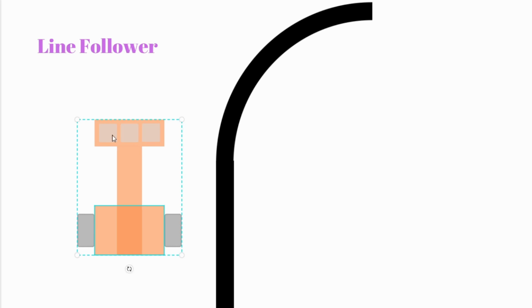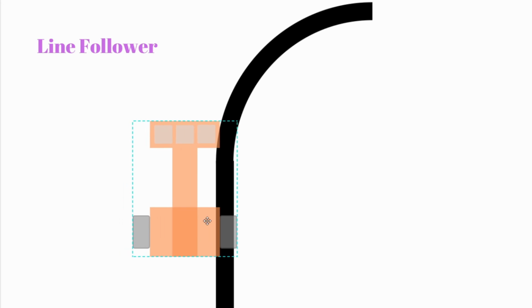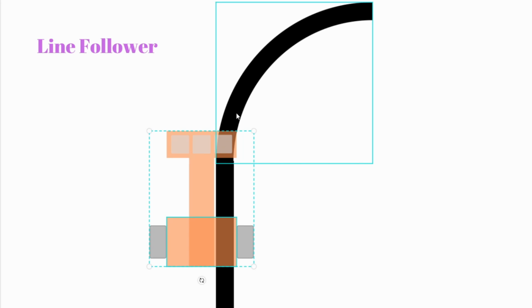So this is, let's say, the exact same robot. It has these 2 wheels, and we are looking from the top. And these are the 3 sensors that can be either on or off. So if, let's say, the robot is on the black line, then it will be on. If it's not on the black line, then it will be off. So at this point, these 2 will be off and this one will be on.